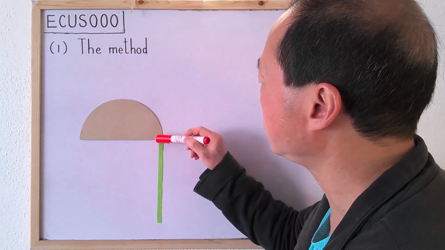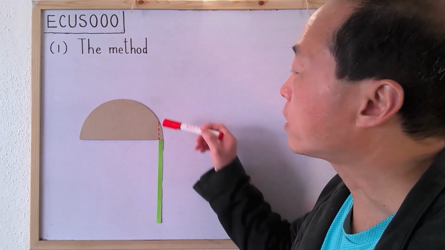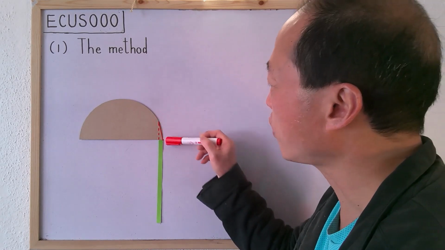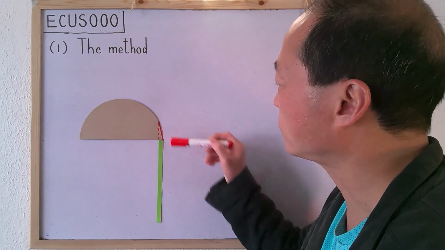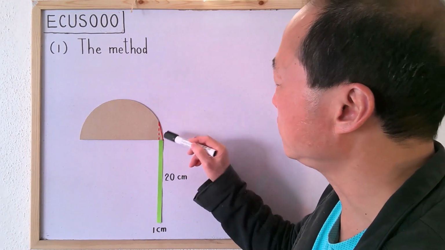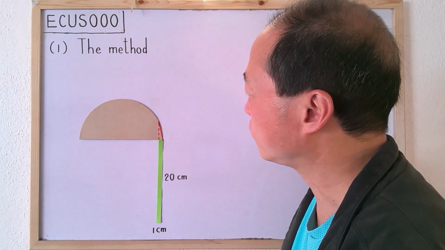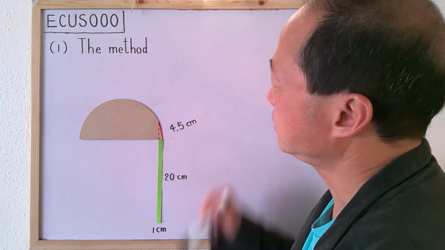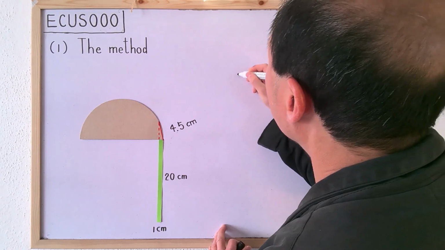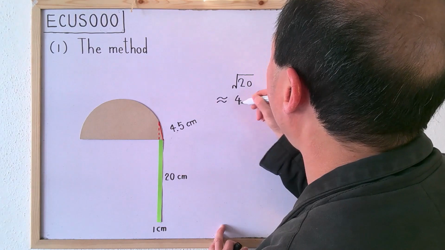We extend this longer side so that it also meets the semicircle. We connect these 2 points. This line segment is a side of the square with the same area of the rectangle. The area of this rectangle is 20 cm square. The area of this square is also 20 cm square. The length of this side is therefore square root 20. This side is measured as 4.5 cm. Therefore, square root 20 is approximately 4.5.